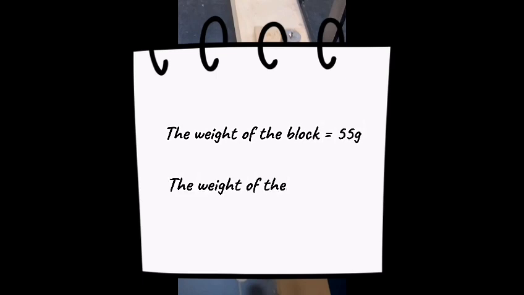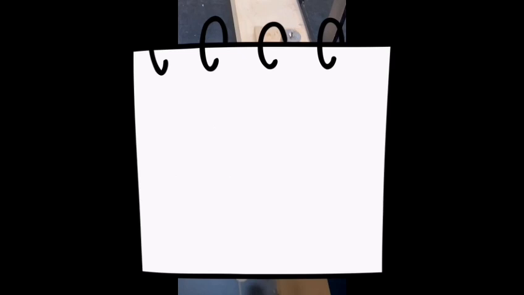Now we will calculate the value of coefficient of sliding friction. First, we will find the weight of the block and the pan with the spring balance. The weight of the block equals 55 grams, and the weight of the pan equals 15 grams. Now, we will add the weight of block and the weight placed on block together, and the weight of pan and the weight placed on pan together.